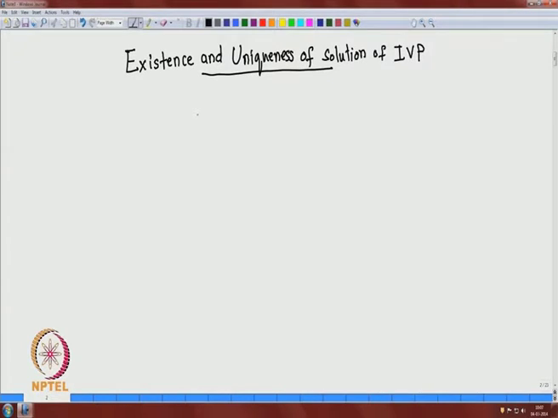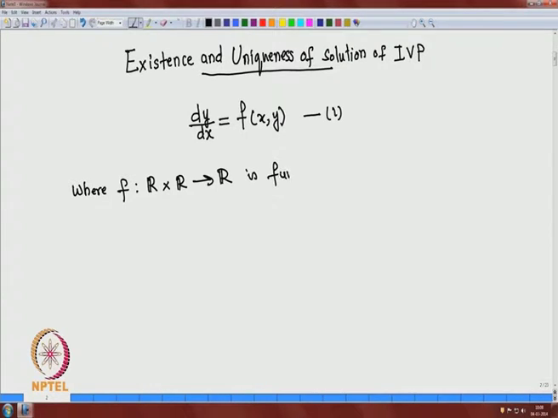In this session we deal with an initial value problem, that is a differential equation of the form dy/dx = f(x, y). Call this the given differential equation, where f is a function defined on R cross R to R, not necessarily linear. So this model can handle both linear and non-linear differential equations.